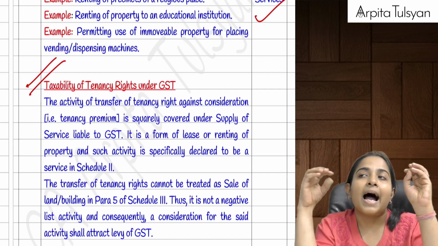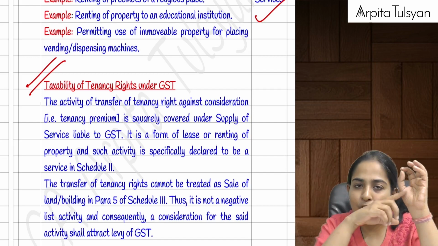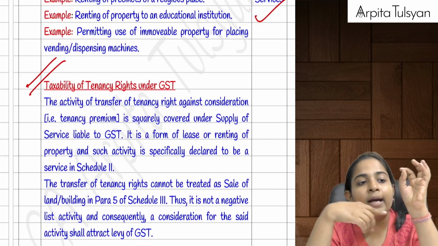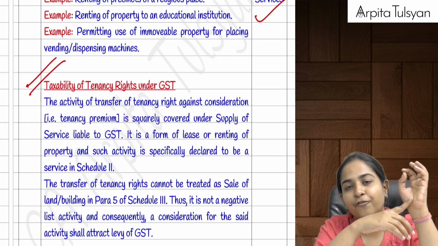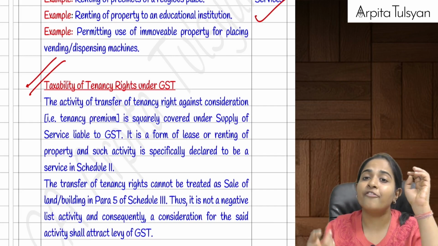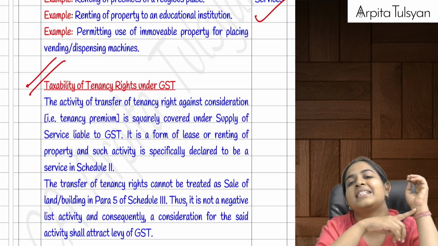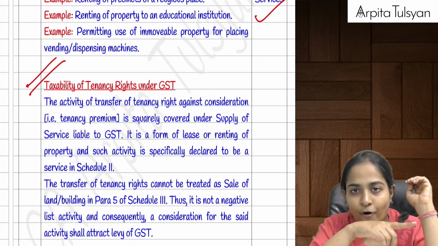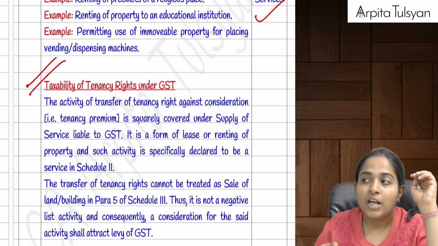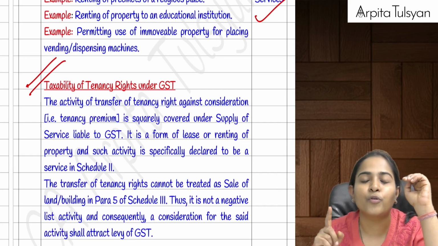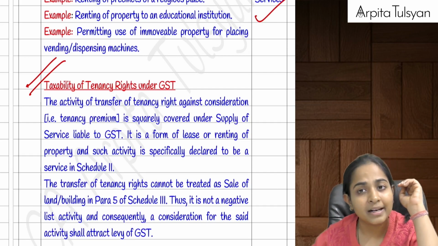I am occupying this particular property, so I am paying rent for it. Now I have got some special rights from him to use the property in a particular manner, for which he has charged tenancy premium from me, which is over and above the rent. So they are telling that this tenancy premium is also going to come under GST.